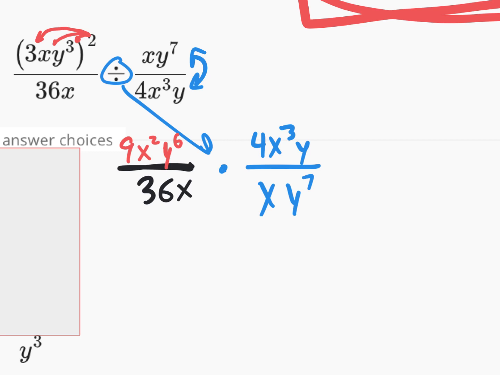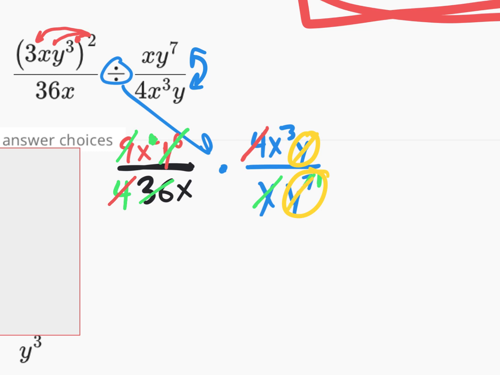So let's cancel the 9 with the 36, giving us a 4. And then we could even further cancel this 4 down here with that 4 up there. And in addition to that, we could cancel the x down here with one of the x's on the x squared. And we could also cancel the y to the sixth up here with 6 of these y's down here, leaving you 1 y down there. And then we could cancel this y up here with that 1 y down there.